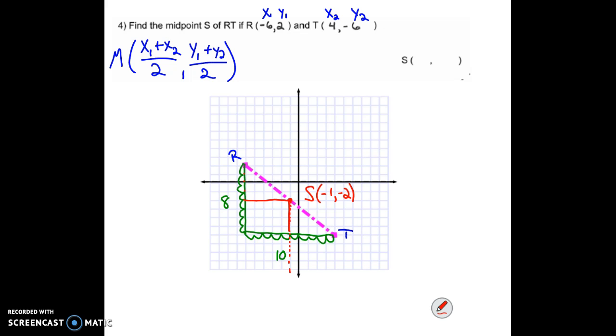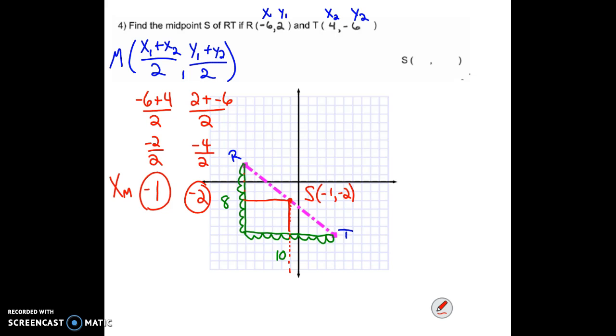But if you want to do it through algebra, simply plug in your points here. So x1, -6, plus x2 is 4 over 2. Well, -6 plus 4 is -2 over 2, and that, of course, is -1. Right? That's the x-coordinate of the midpoint. The y-coordinate, I'm going to plug in 2 plus -6 over 2. 2 plus -6 is -4 over 2. That simplifies to -2. That's the y-coordinate of the midpoint, and that's what we have already figured out right here.